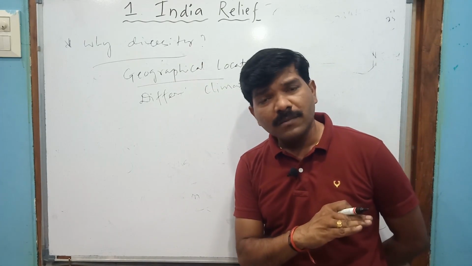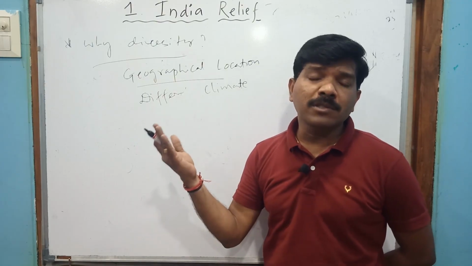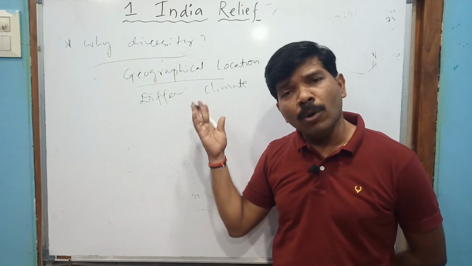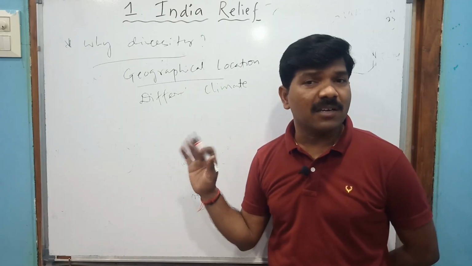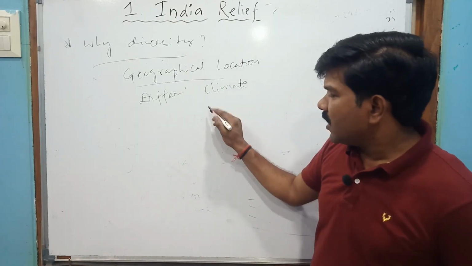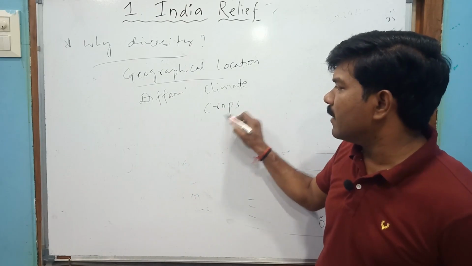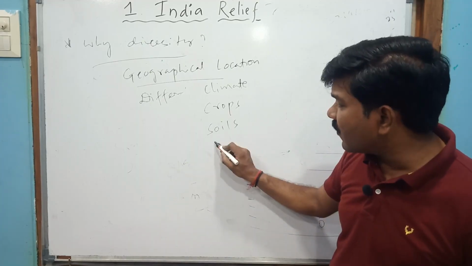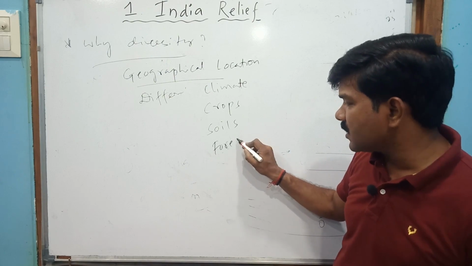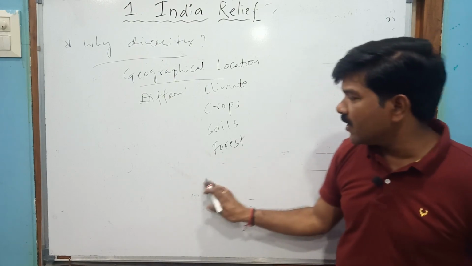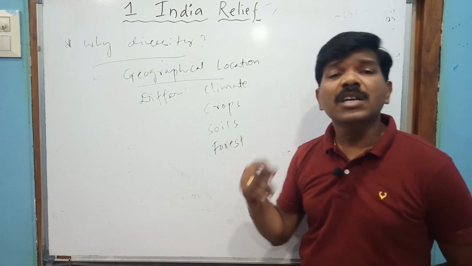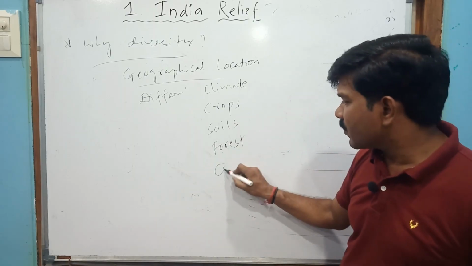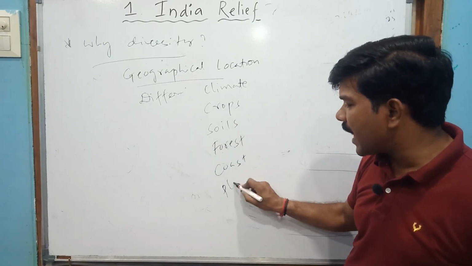Rajasthan is very hot, Jammu Kashmir is very cold, and Meghalaya is completely wet and rainy. And there are different crops in India. Why different crops? Because of the different soils, forests, vegetation, culture, coasts, and plains.